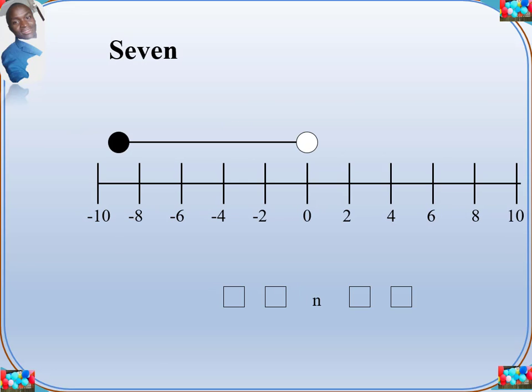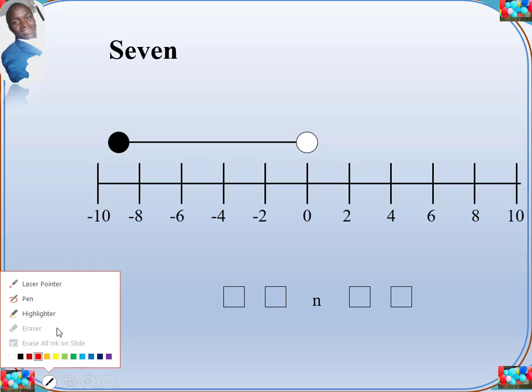There is also diagram 7. You can see, you also need to read the scale. You have 8, then 10, -10, 0, 2, 4, 6, an interval of 2. Therefore this one is -9 here. There is a closed circle on top of -9 and an open circle on top of 0. We can read it as -9 is less or equal to n.